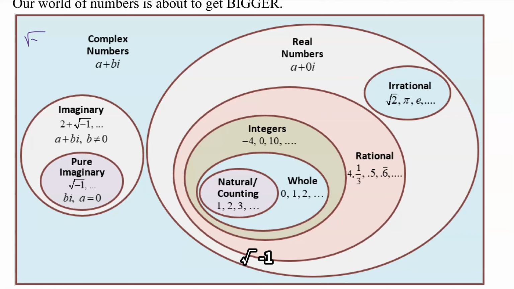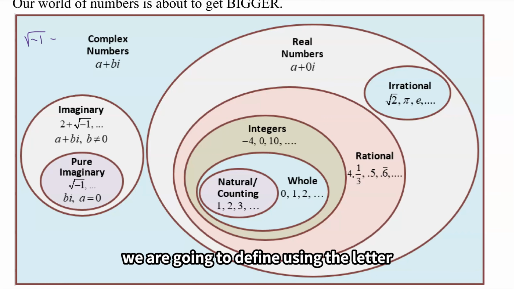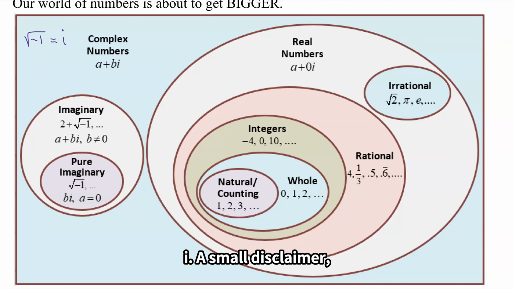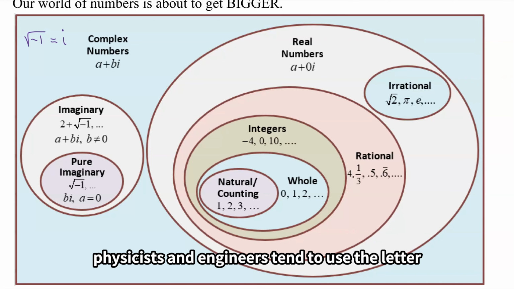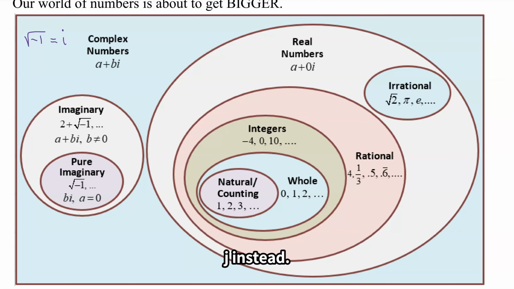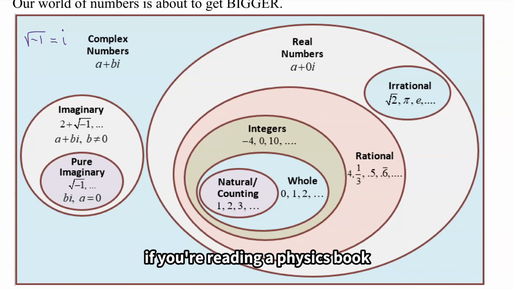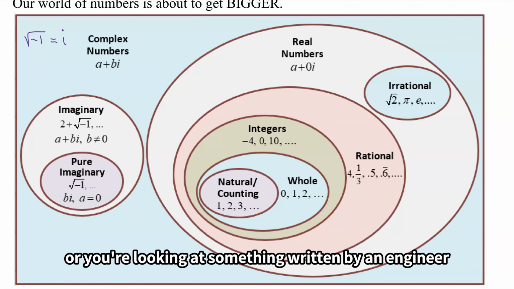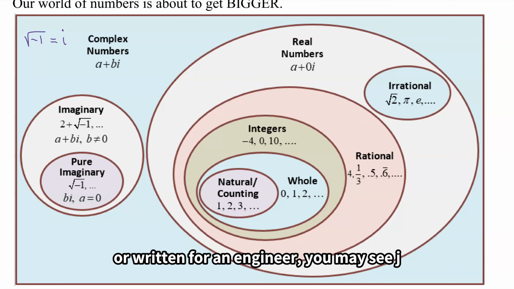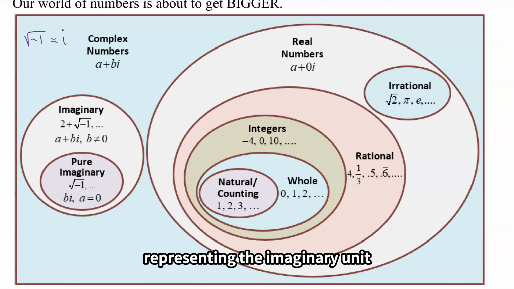The square root of -1, we are going to define using the letter i. A small disclaimer: physicists and engineers tend to use the letter j instead. So just know that if you're reading a physics book or you're looking at something written by an engineer or written for an engineer, you may see j representing that imaginary unit instead of i. But mathematicians, we use the i. And i expands our number system.